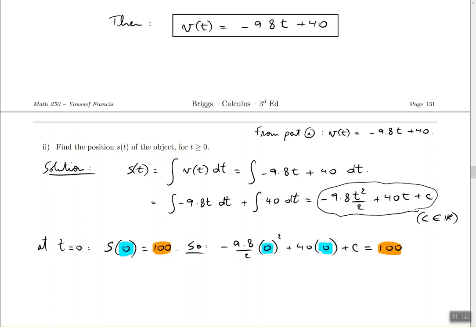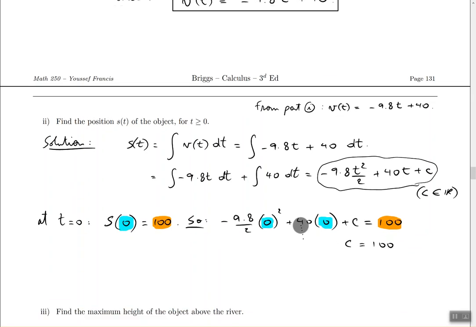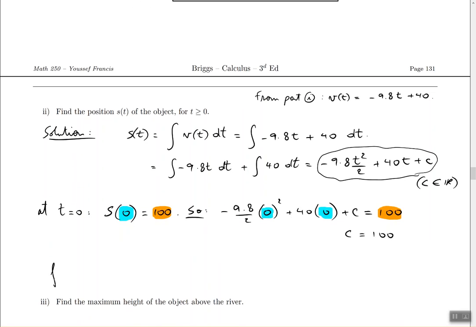Okay, so this tells me now that c should be pretty much 100. So let's put everything together. Finally, the answer is that the position function is negative 9.8 divided by 2, which is negative 4.9, t squared plus 40t plus the 100.